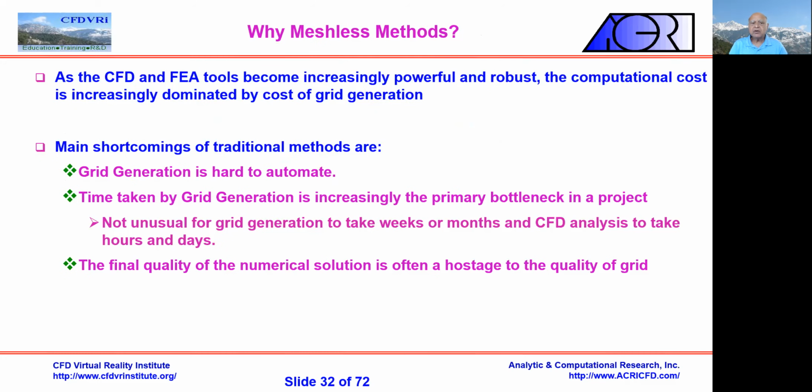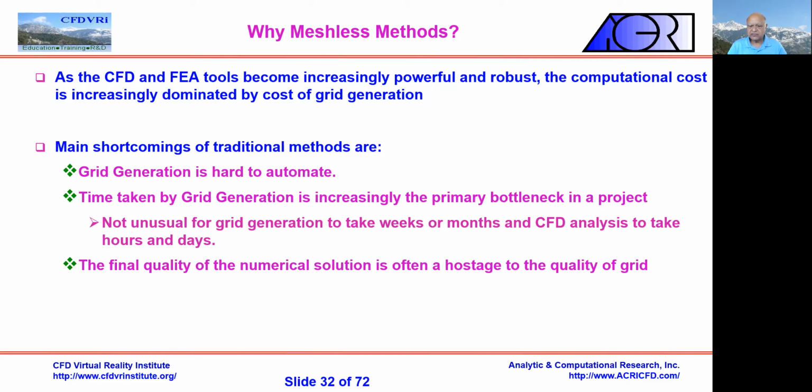Now, why do we need them? What is happening right now is that the CFD and also finite element tools are becoming increasingly powerful and robust. Okay. But their cost is becoming increasingly dominated by the cost of grid generation. Okay. The traditional grid generation is very hard to automate. Okay. Because there are many requirements, okay, geometry, reading the geometry, making sure there are no flaws in it, and all those things happen, okay? So the time taken by grid generation is increasingly the primary bottleneck in a project.